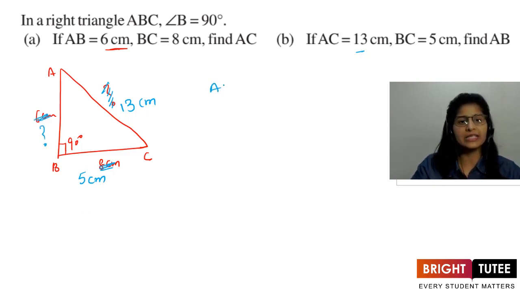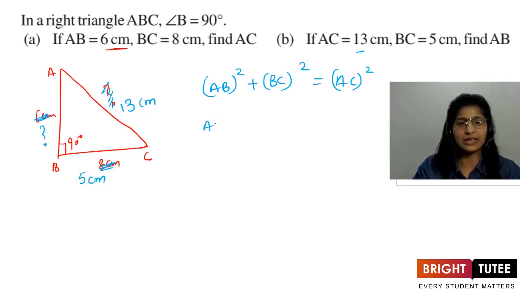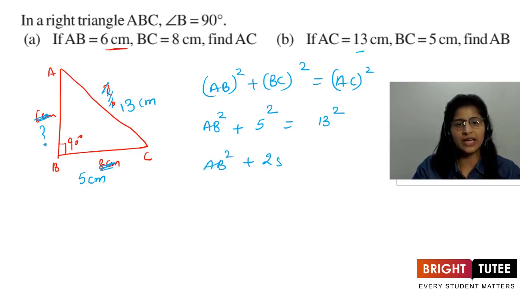So we will write AB square plus BC square is equal to AC square. Okay. What is AB? We have to calculate. Let's keep it as it is. Plus what is the BC? You know BC is given. Square of 5 equals AC is 13. So square of 13. We get AB square plus 25 equal to square of 13 is 169.